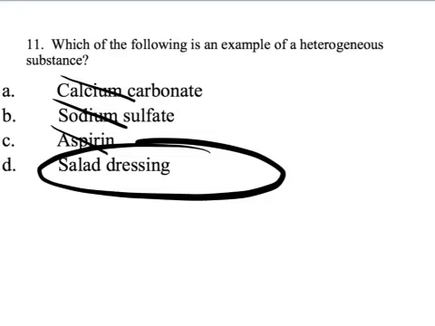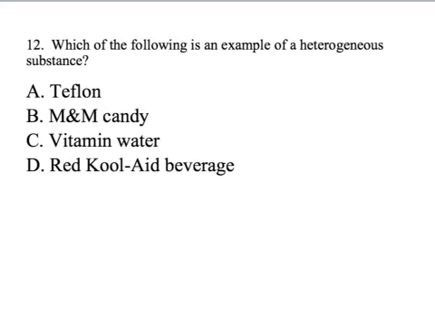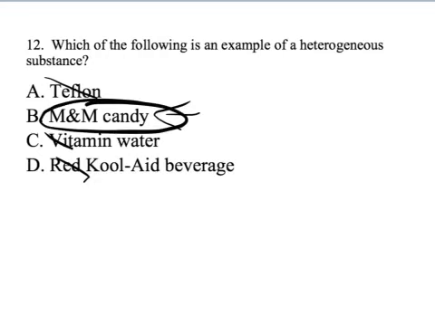Okay? Which of the following is an example of a heterogeneous substance? Again, we're talking about hetero, different. Teflon is the same. M&Ms, are they always the same? Do you always get the same mixture? Vitamin water and red Kool-Aid beverage. Now, this is really a bad question because if you make red Kool-Aid, sometimes it's all settled on the bottom, so it's not really heterogeneous. But for the purposes of this question, M&M candy is our most obvious heterogeneous mixture. Okay? Again, hetero. What does hetero mean? It means different.